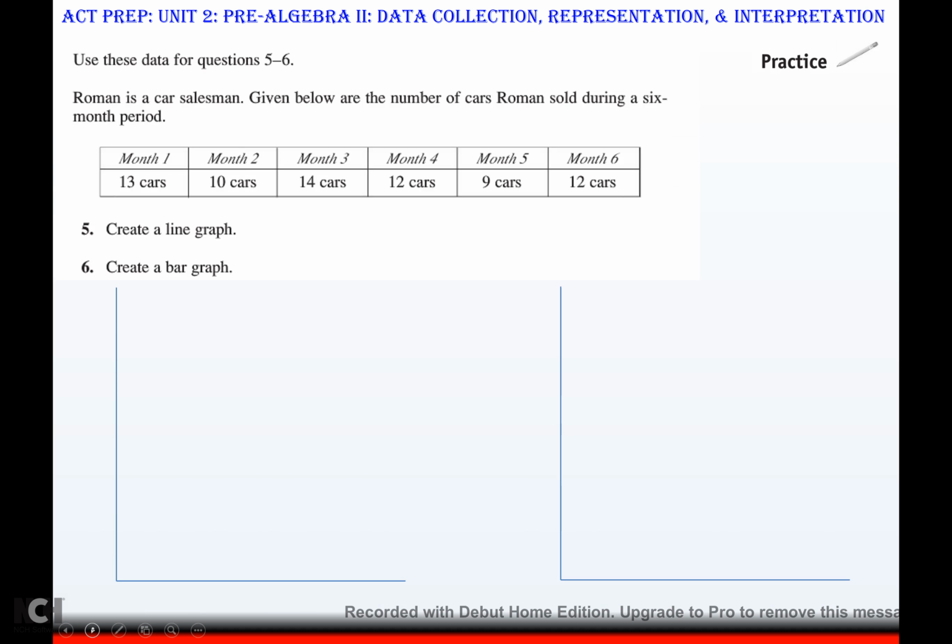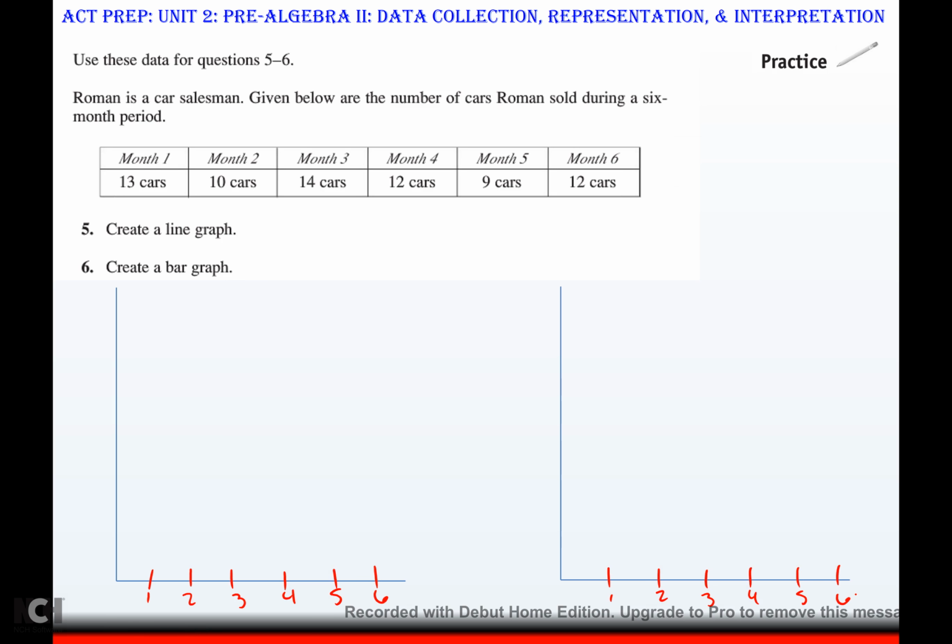Alright, same thing but different data, and they want me to create a line graph and then a bar graph. So Roman is a car salesman. Given below are the number of cars Roman sold during a 6-month period. So I'm going to do month 1, 2, 3, 4, 5, 6. First month, second month, third month, fourth month, fifth month, sixth month.